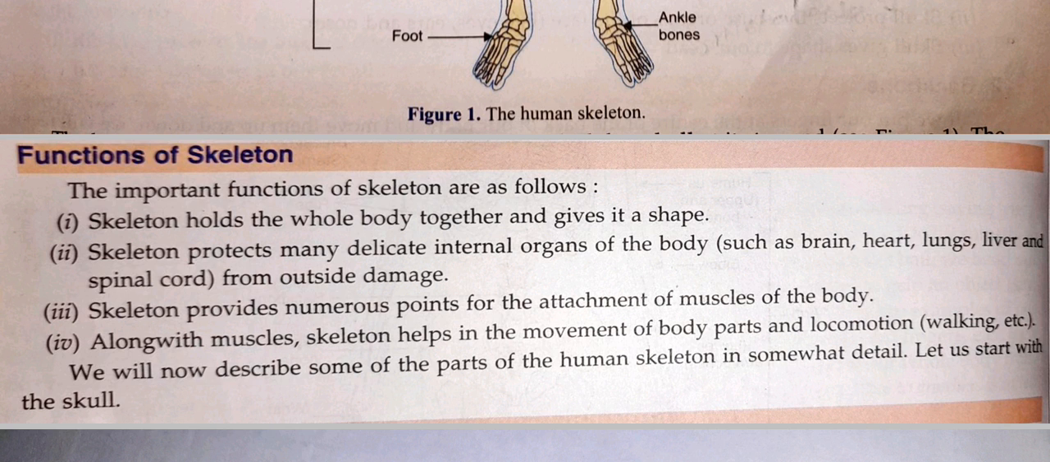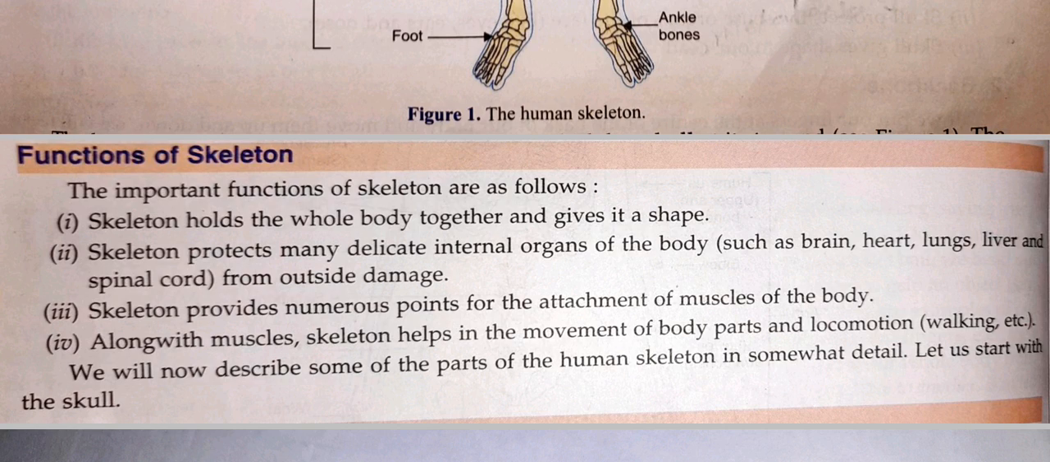First of all, what are the functions of the skeleton? The important functions of the skeleton are as follows. The skeleton holds the whole body together and gives it a shape. The skeleton protects all the delicate organs of the body such as the brain, heart, lungs, liver, and spinal cord. Third, the skeleton provides numerous points for the attachment of muscles of the body. Along with the skeletal muscles, the skeleton helps in the movement of the body parts and also locomotion, meaning walking.